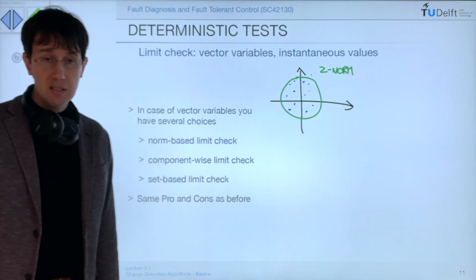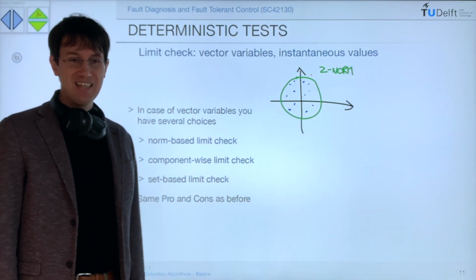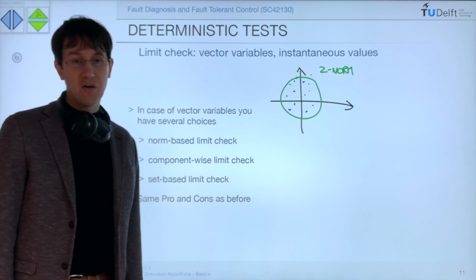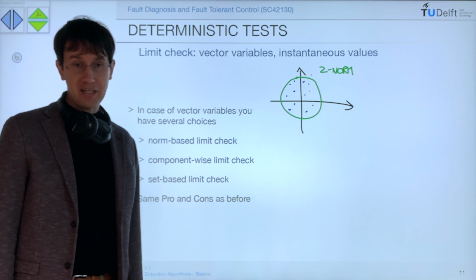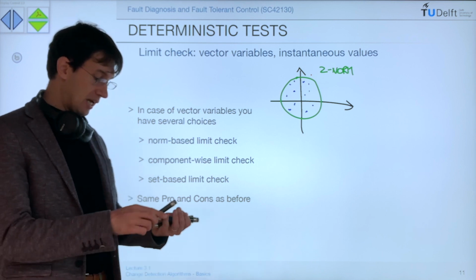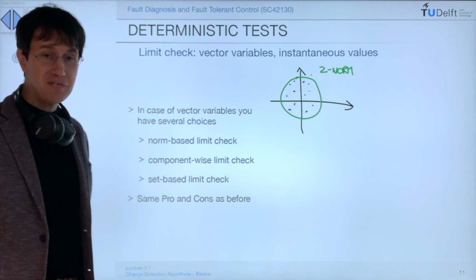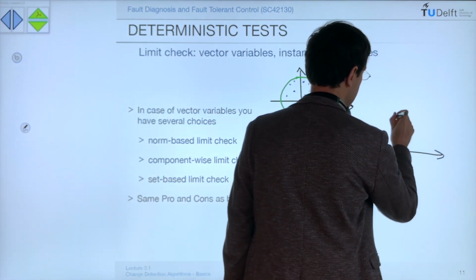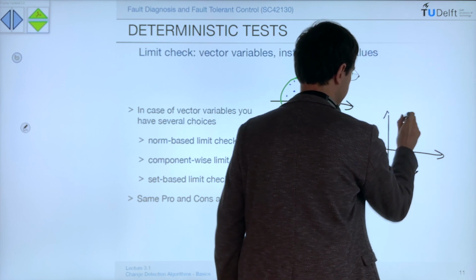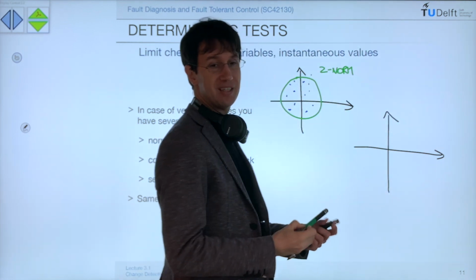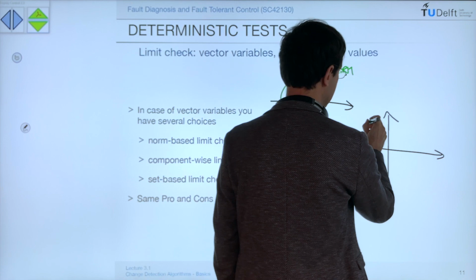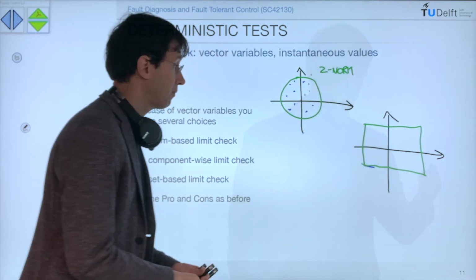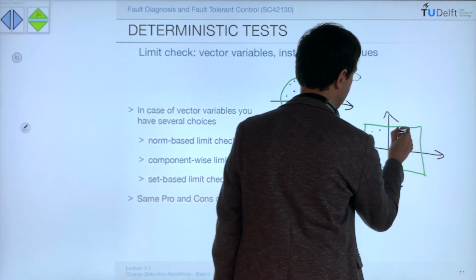But it is not the only one. You can also do the same kind of check on every component of your vector separately. From a graphical point of view, this can be represented like this. We introduce a boundary that is a rectangle. So why do we get a rectangle?